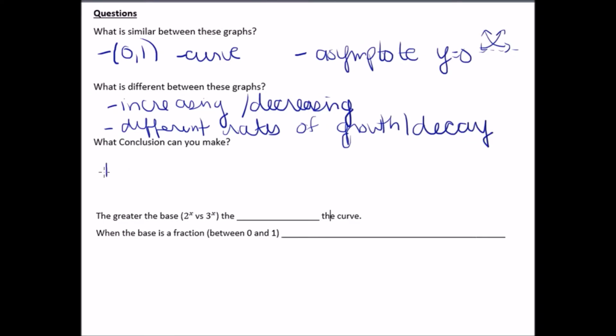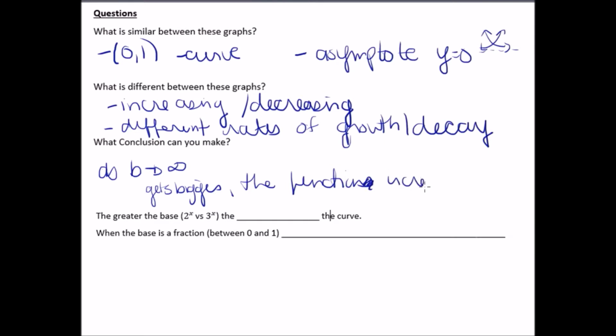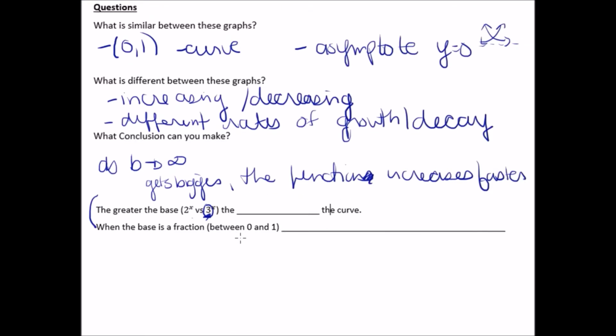Okay, so what conclusions can you make? So I'll tell you, as the base gets bigger, so tends to infinity, what happens is that the function increases faster. Okay, and we can talk about that right here. The greater the base, so when we talk about 2 to the x versus 3 to the x, and of course that 3 would be greater, we can say the faster the curve increases or the steeper. A lot of times though we use steeper when it's a line. So let's say the faster the curve increases.